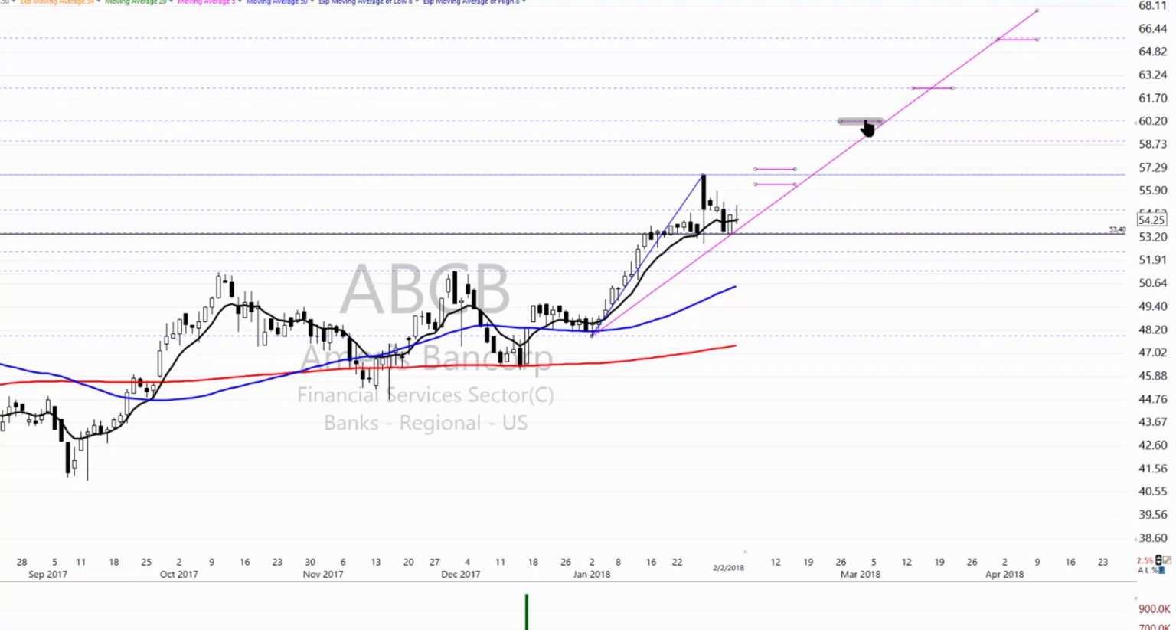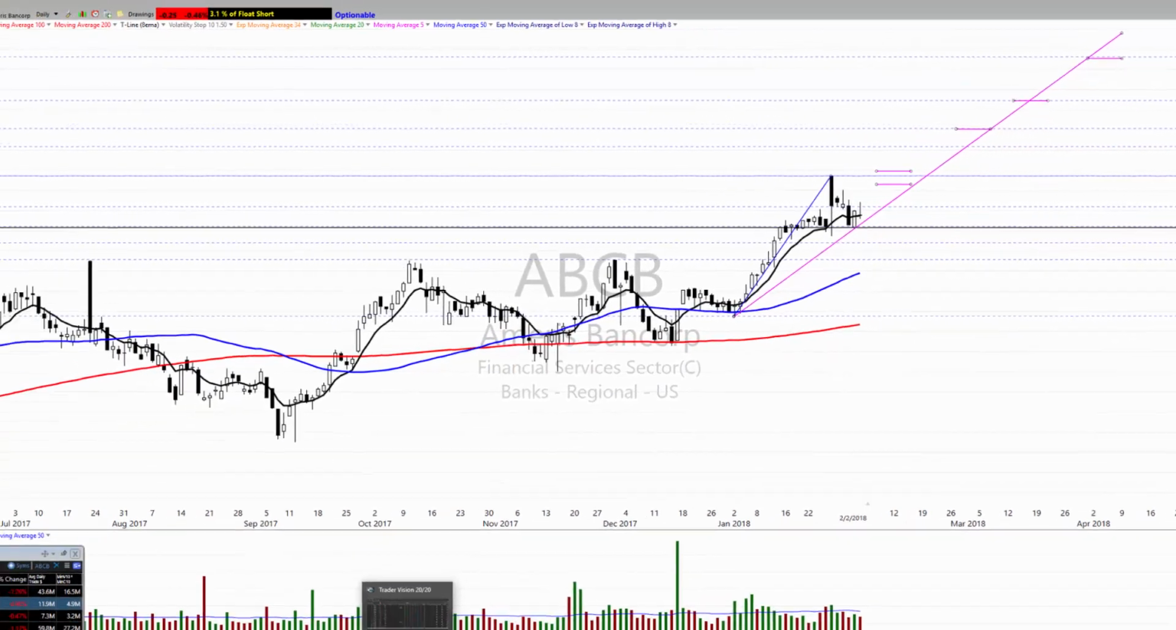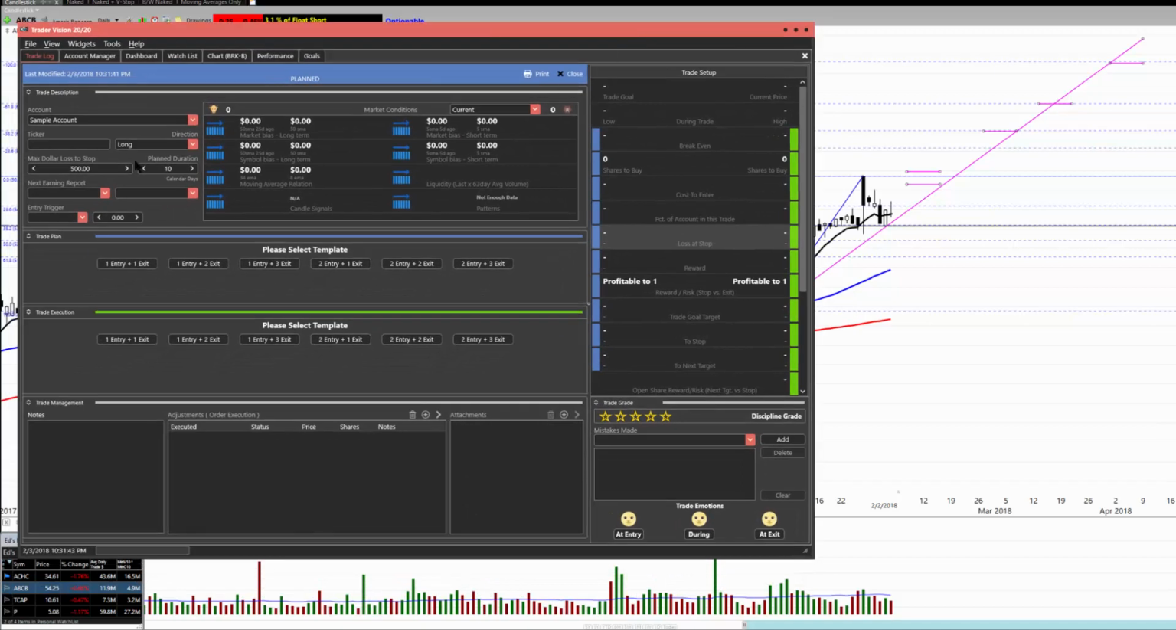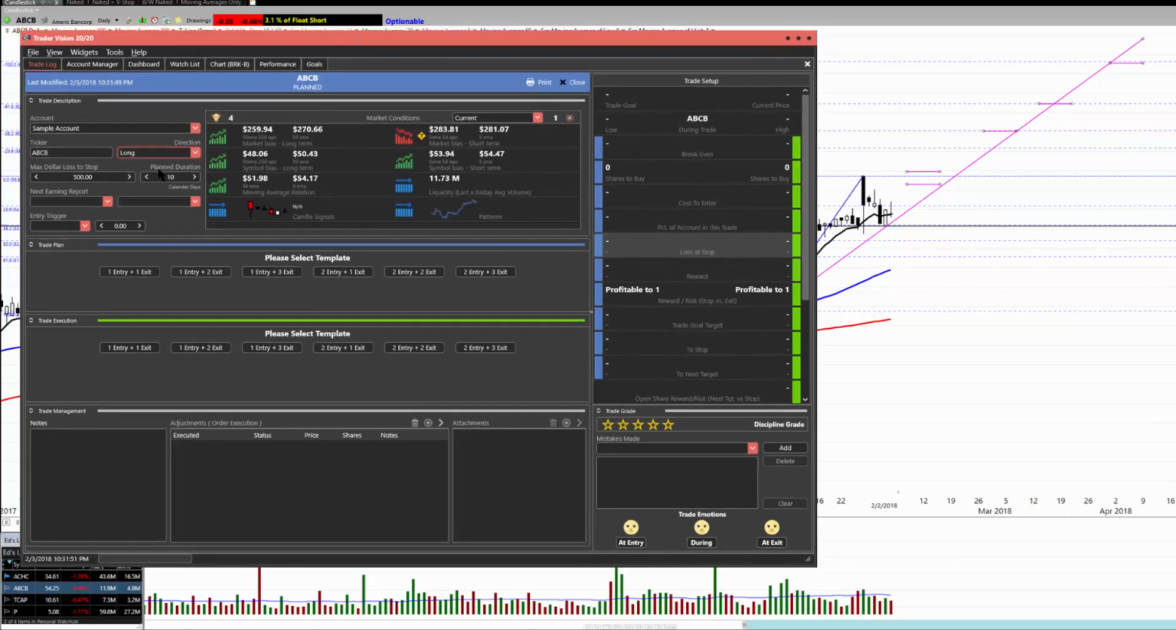So the J hook has now concluded or broken out, retested, and taking off. That's the kind of trade I would be looking for in this particular trade. Let's open it up here. A, B, C, B. Again, because of the overall market, I'm going to take a smaller percentage of risk.